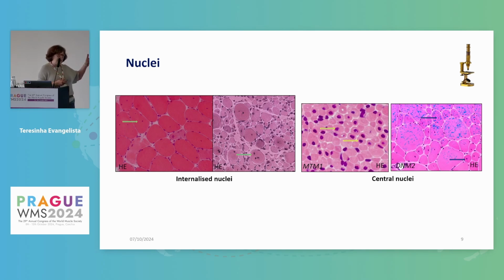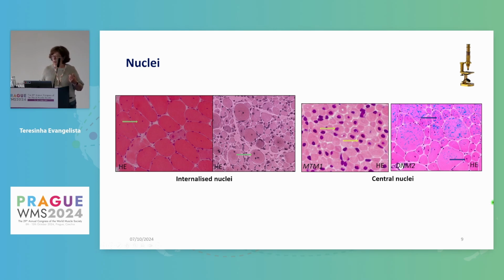So that is the basis, and then we do other techniques like immunohistochemistry. And what are we looking for? We usually have a lot of things that we look for, like the nuclei. Where are the nuclei? Are they still in periphery, or are they internalized? This can be internalized or centralized. This is a guide, because if you have centralized nuclei, you are probably in the presence of a congenital myopathy. Internalized nuclei is an unspecific reaction of the muscle to lesion.